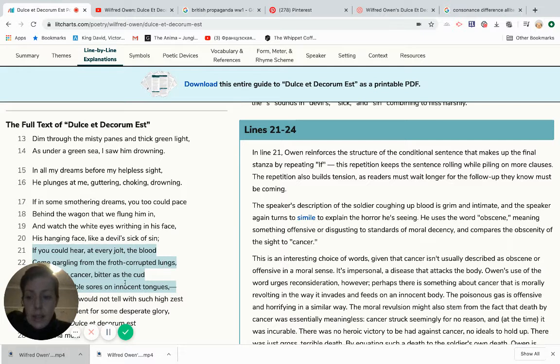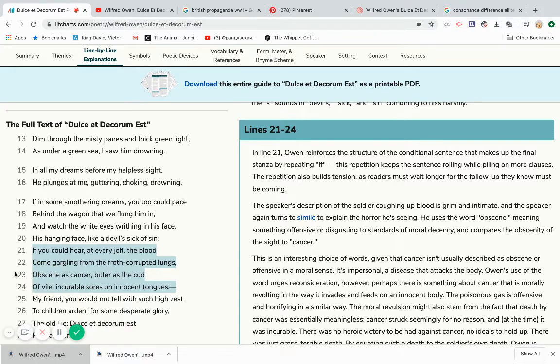If you could hear at every jolt the blood come gargling from the froth-corrupted lungs, vile as cancer, bitter as the cud of vile, incurable sores on innocent tongues.